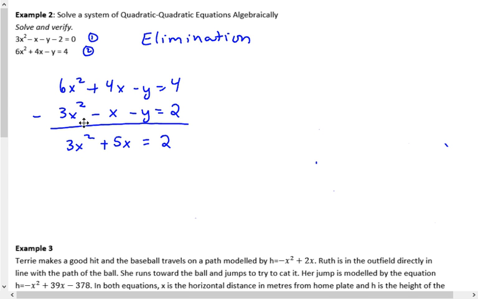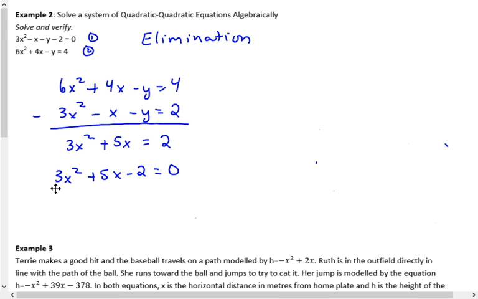So if we subtract the first equation, what we end up with is 3x squared. 4x minus x becomes 5x. Our y's are eliminated now. Then we have 4 minus 2, which gives us 2. We're now going to try and solve for x, so we move the 2 over to give us a quadratic equation.